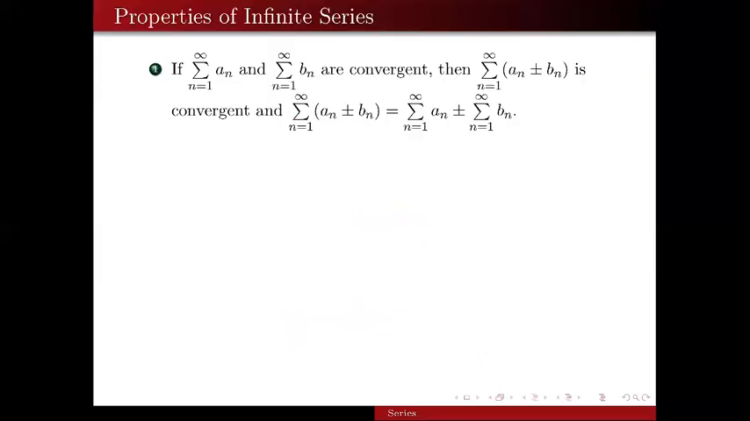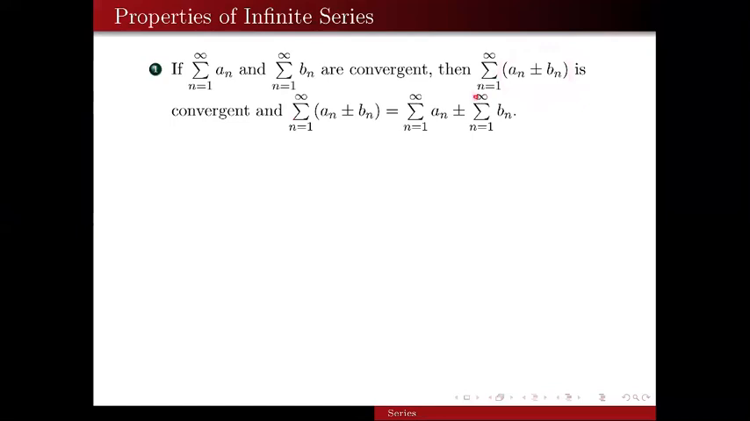Some properties of infinite series. If you have two convergent series here, series a_n and series b_n, with the same starting point, n equals 1, and they are both convergent, then you either add or subtract term-wise. The series a_n plus or minus b_n is also convergent.